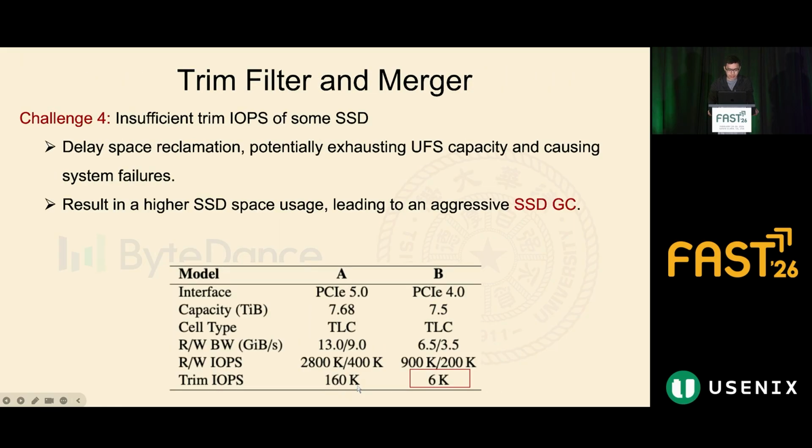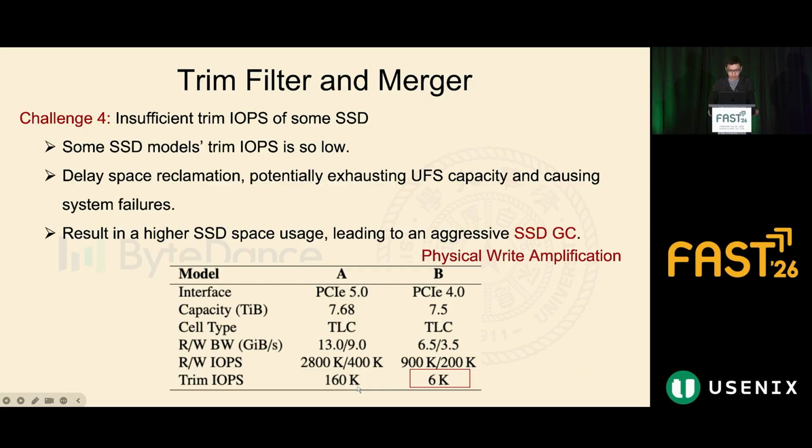The fourth challenge is insufficient trim LPS of some SID. We found some SID models' trim LPS is so low. Just like model B in this diagram, it only supplies 6,000 trim LPS. This may delay space reclamation, potentially exhausting UFS capacity, and cause system failure. And it also results in a higher SID space usage, leading to aggressive SSGC. Aggressive SSGC may cause a large physical write amplification.